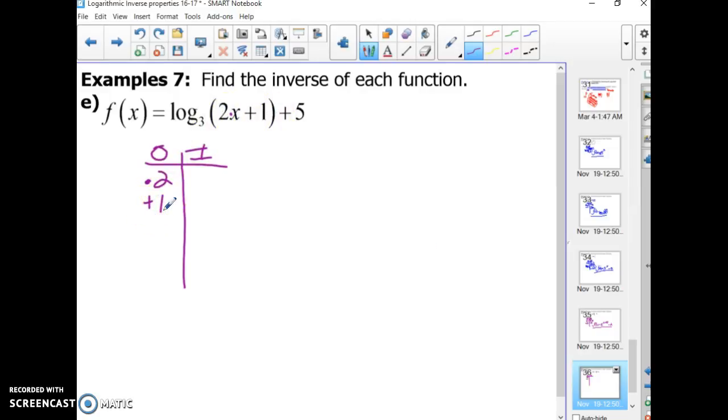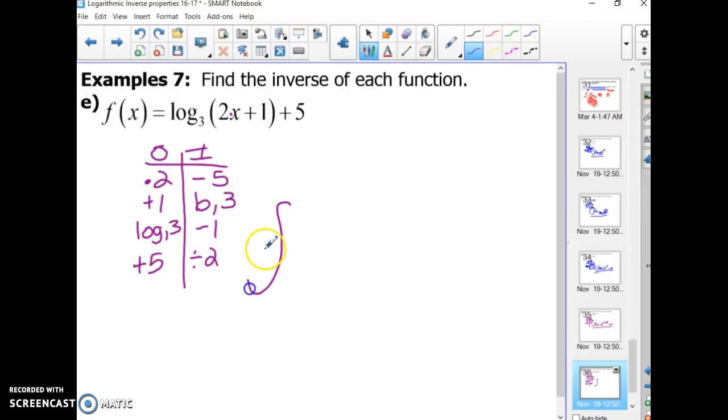Then I come out. Which one's going to come first, the log base 3 or the add 5? Wait a minute, log is the same thing as an exponent, so it has to come before addition. So I go log base 3, and then I add 5. So reverse operation: if I add 5 last, I minus 5 first. If I have a log base 3, I'm going to need a base of 3 as the inverse of that. If I add 1, I minus 1. If I times by 2, I divide by 2. So I now know my inverse operations.